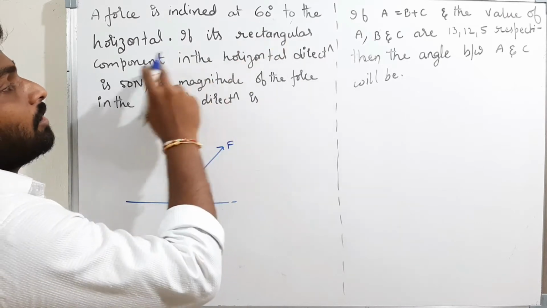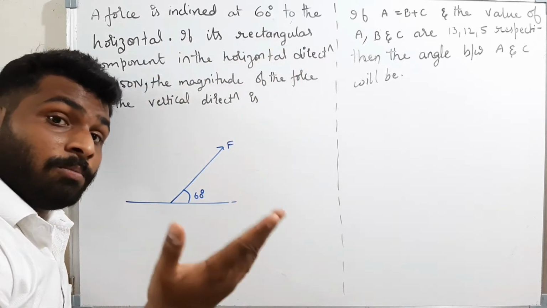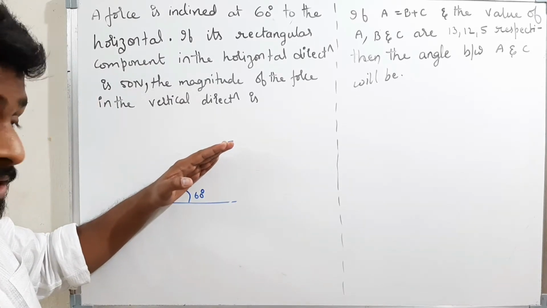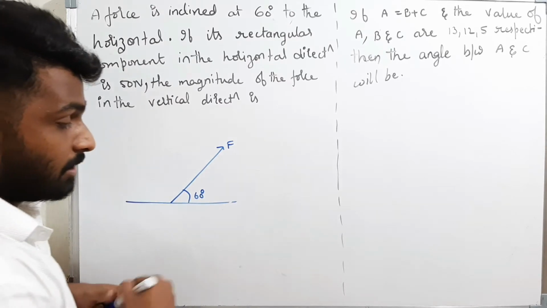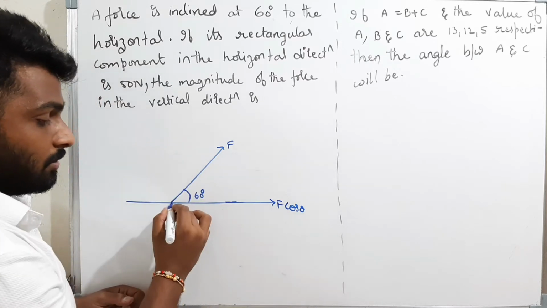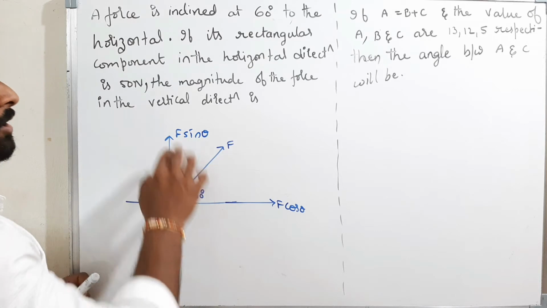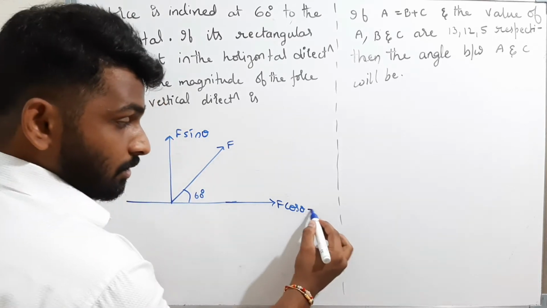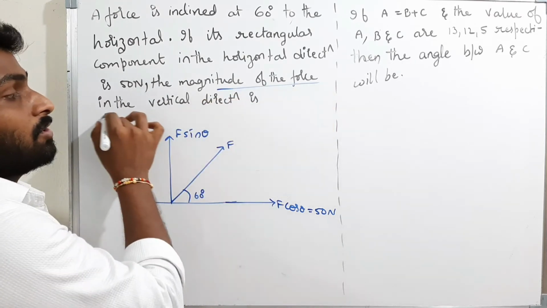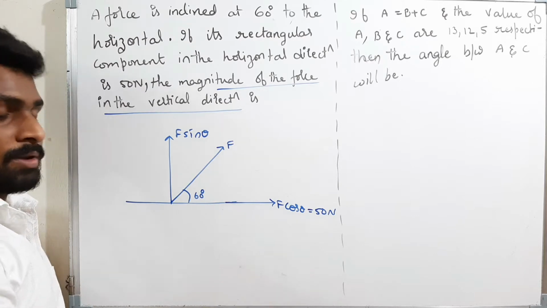If its rectangular component in the horizontal direction is 50 newtons, that means I can resolve any vector into two components. Along the horizontal this is F cos theta, and perpendicular to it, this is F sin theta. They told us the horizontal component is 50 newtons. Now we have to find the magnitude of the force in the vertical direction.